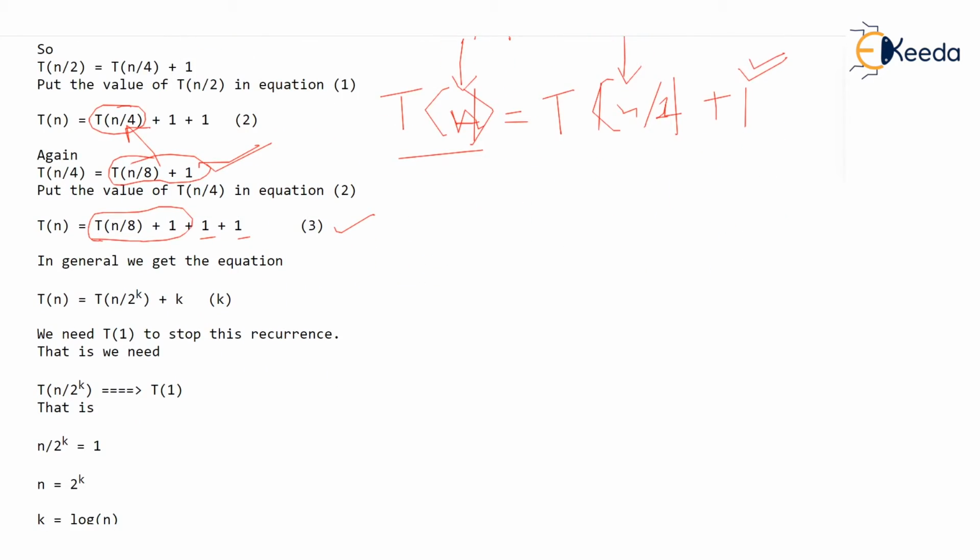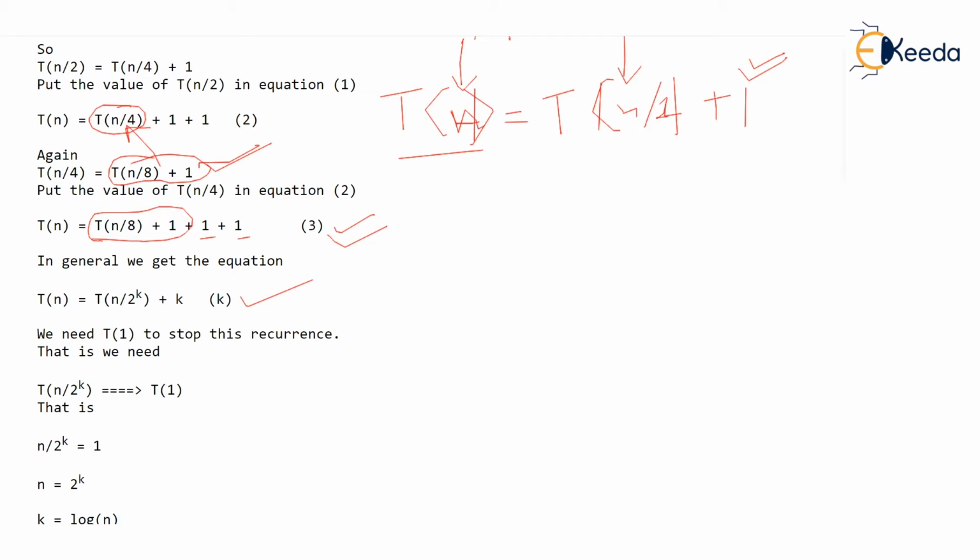You just see when we have Tn by 8, isn't it? In the latest third equation, we have Tn by 8. We are having 3 ones. So if you continue, in the next equation, we are going to have Tn by 16. And we will be having 4 ones. Isn't it so? So basically, we are getting a pattern here.